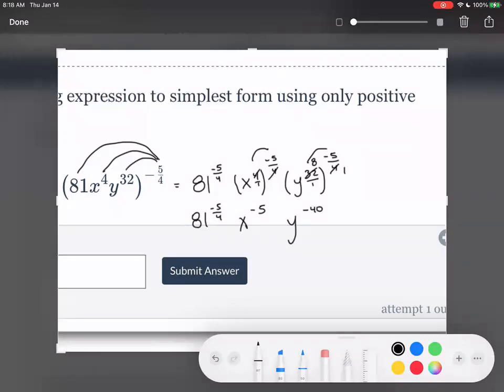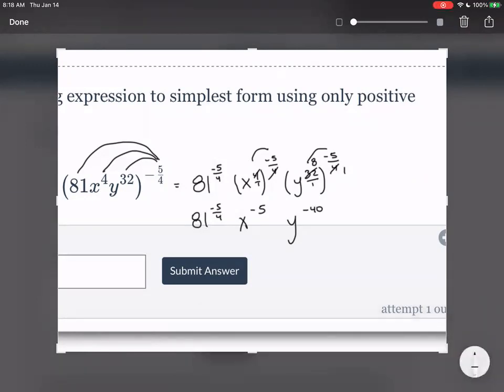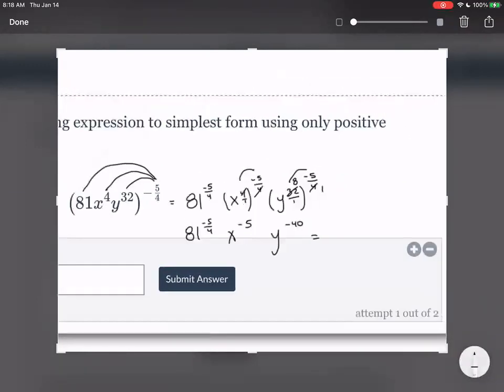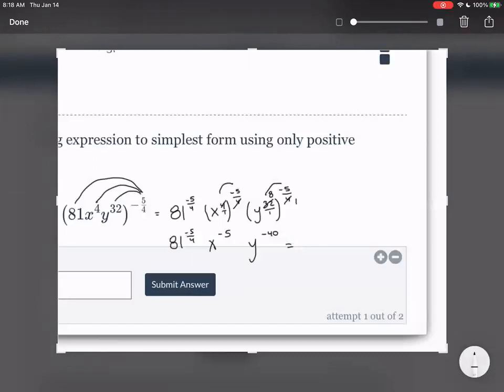All right, so we have 81 to the power of negative 5 over 4 times x to the power of negative 5 times y to the power of negative 40. I'm going to rewrite this on the right because I think I have more space there. So since these are all negatives, I'm going to move them to the bottom of the fraction. So right now everything's over 1. But since we have negative exponents and we don't like that, we're going to move it from the top of the fraction to the bottom of the fraction.